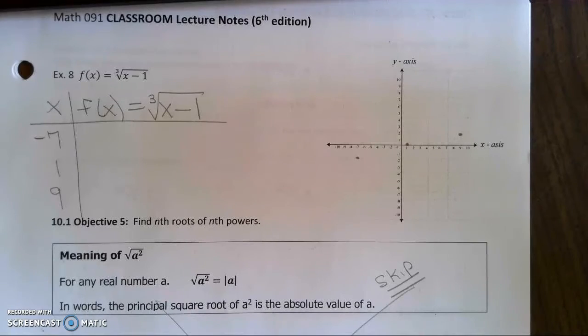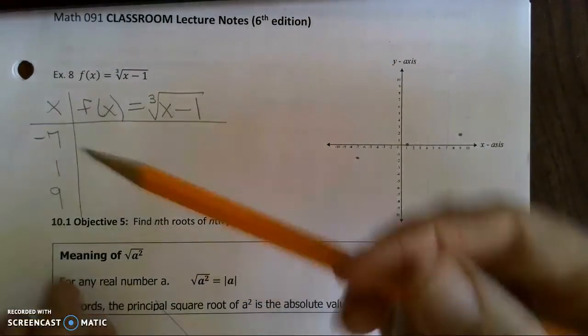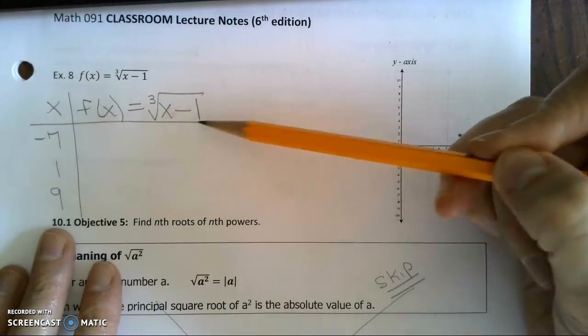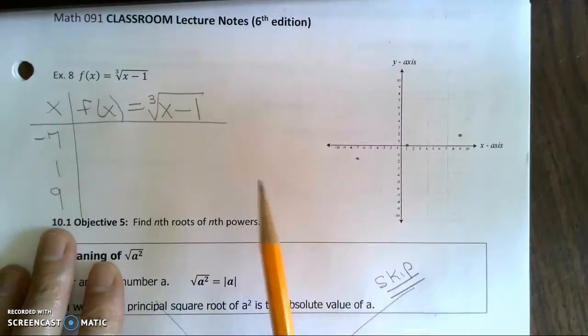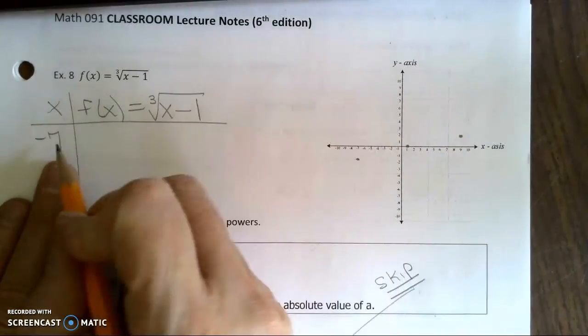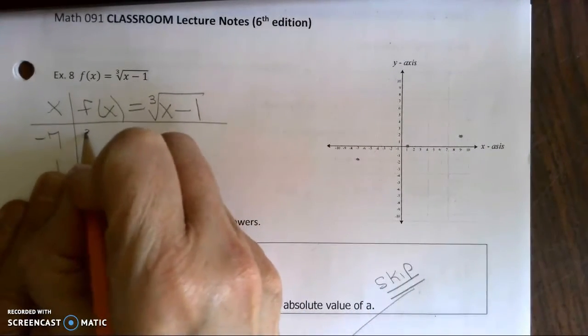Here is another example from section 10.1, objective 4, the cube root of x minus 1. If you look at the problems, she picked these particular problems so that we would have a perfect cube inside the radical, which actually makes sense, makes it a little bit easier to graph. So let's start with -7.